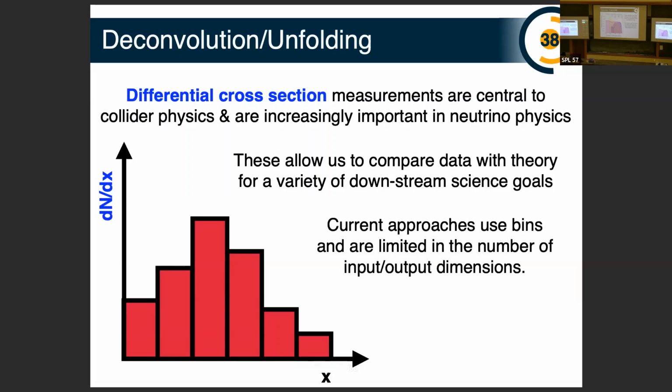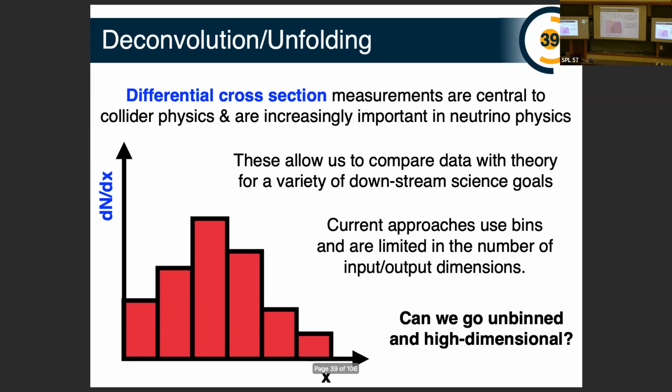Current approaches use bins. So this is what the differential cross-section measurement looks like. It has a number of bins, and I have a limited number of inputs and outputs, in part because it's binned. So this is very limiting. And the question is, can we change this paradigm with machine learning? Can I do unfolding where I don't have to bin, and I can have very high dimensions?